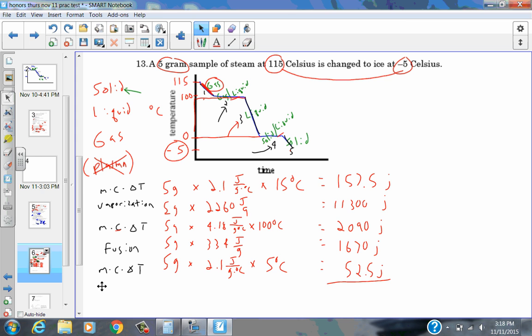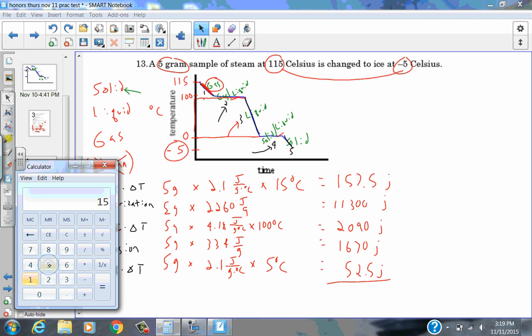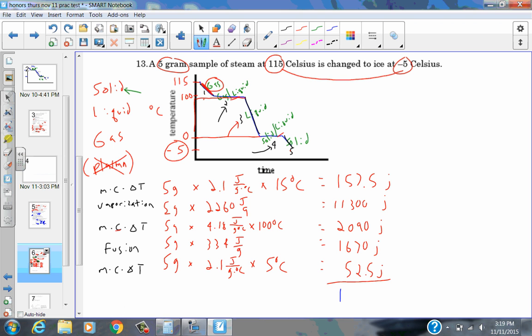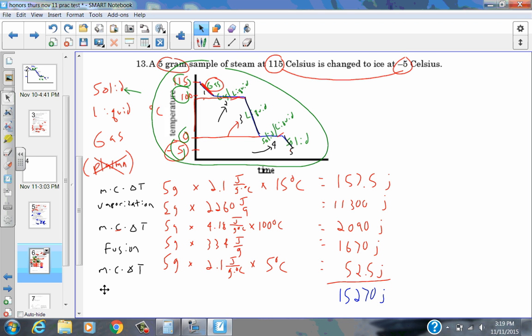I have to add those all correctly. 157.5 plus 11,300 plus 2090 plus 1670 plus 52.5 is 15,270. Let me see if that seems right. Reality check, it does. 15,270 joules. A lot of possible points on here, considering I had to show a lot of work. I had to make a graph with numbers labeled and label all those things. So I don't know how many points that's worth, but it's a pretty hefty one.